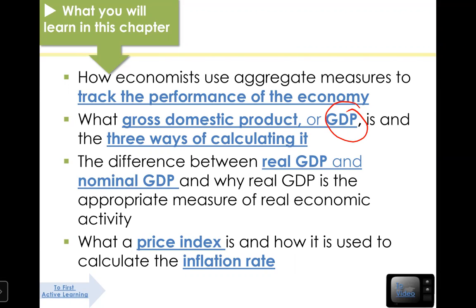And then later we are going to look at more detailed concepts, which include real versus nominal. Okay, and then that is going to link to price index or inflation. But essentially, this chapter we focus on measuring the size of our economy. All right, so that's the big picture.